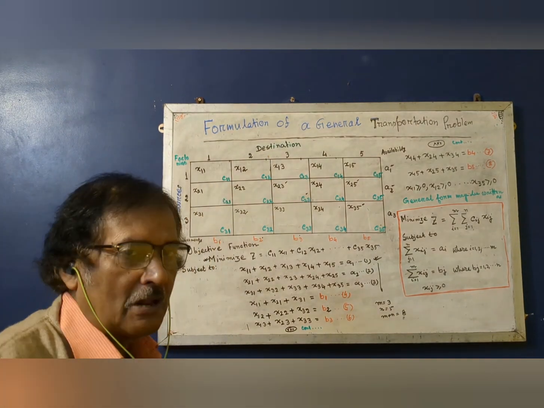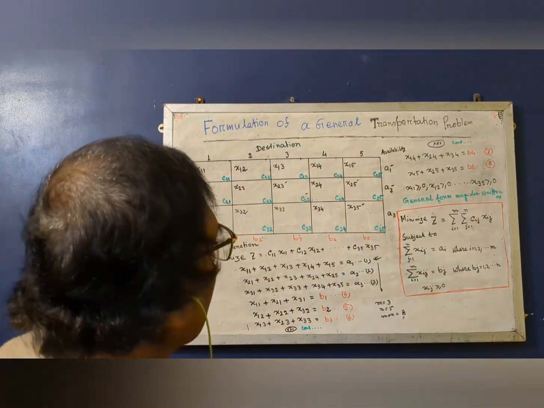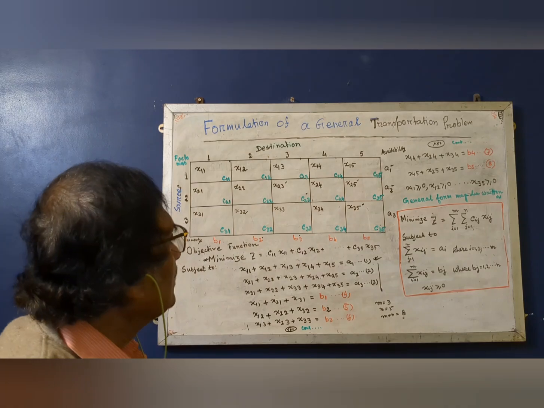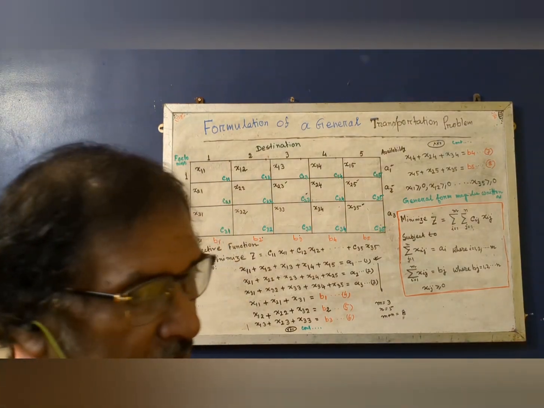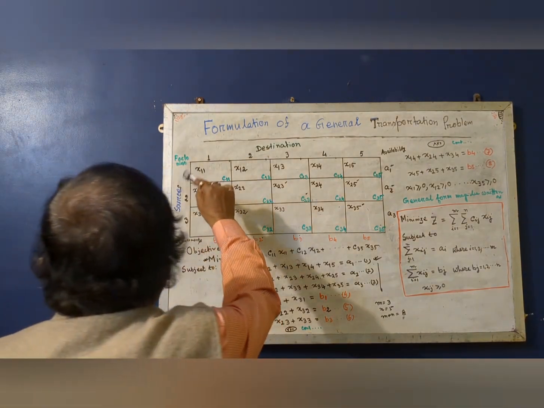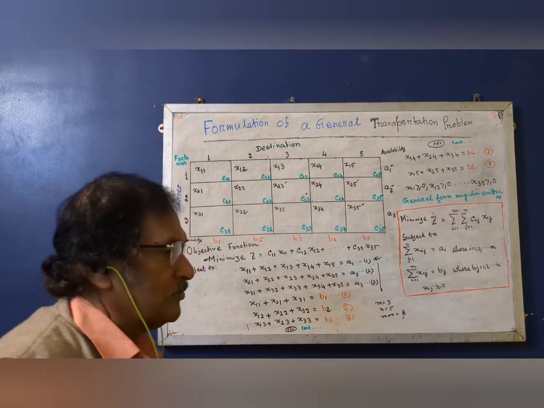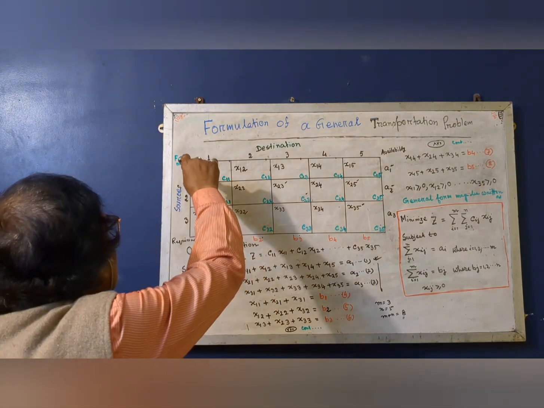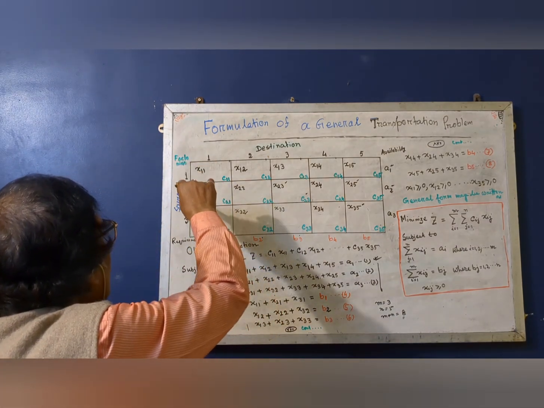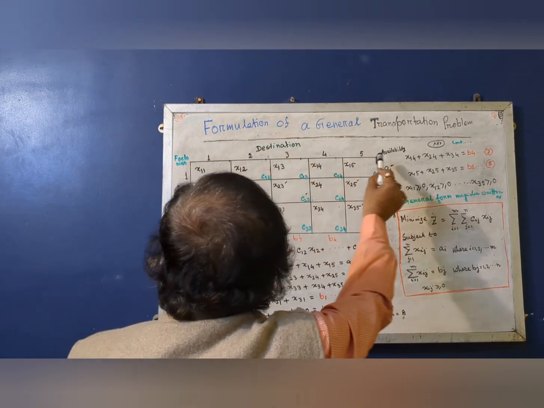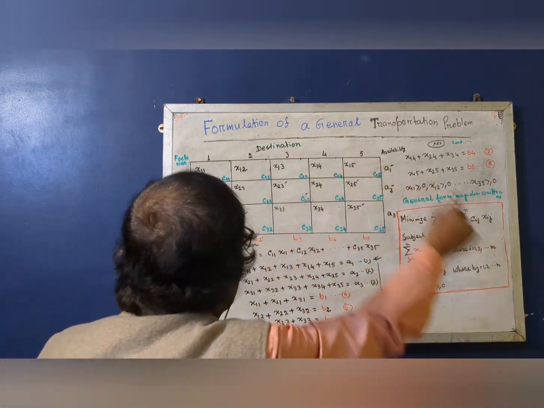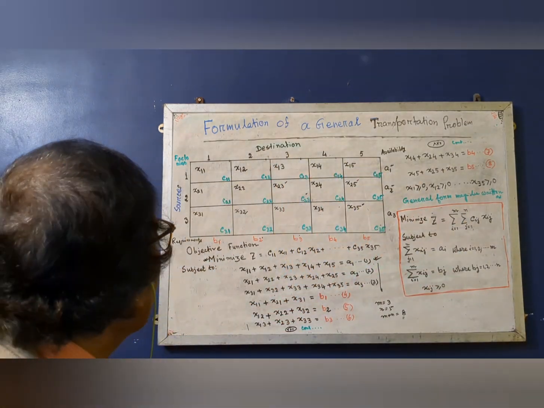Formulation of a general transportation problem. Today I am going to discuss how to formulate a general transportation problem. I have taken a 3 by 5 transportation problem. 3 means the number of factories or sources is 3, and 5 indicates the destinations or marketplaces: 1, 2, 3, 4, 5.